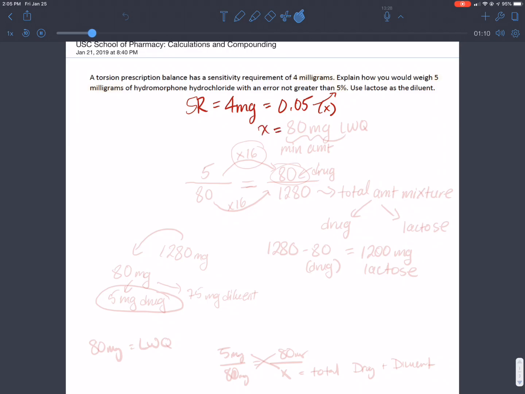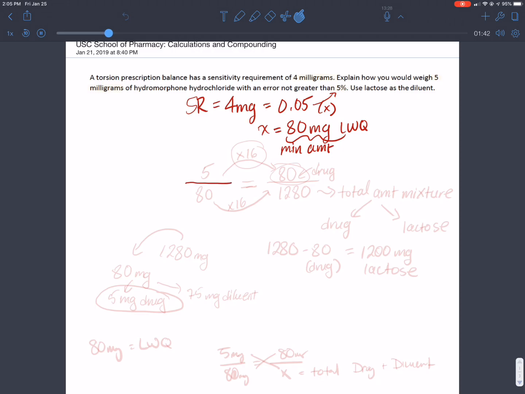So when solving this, we get 80 milligrams as our least weighable quantity. So conceptually, just think about this as the minimum amount that we could weigh on our balance without going over an error greater than 5%. So literally, if you weigh anything less than 80 milligrams, it's going to come out to a larger error than what the problem is asking you for. So this is literally just the minimum amount that you could weigh on the balance.